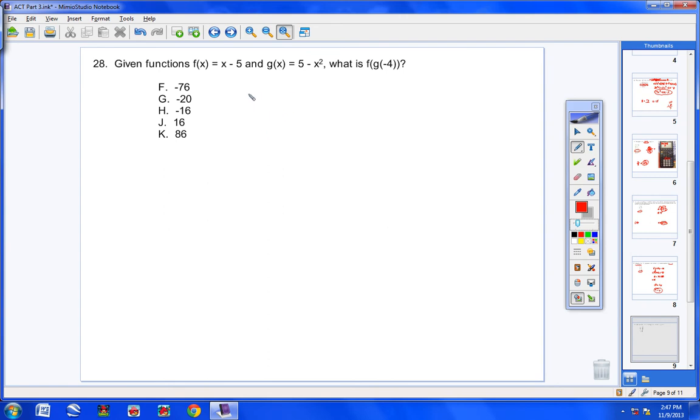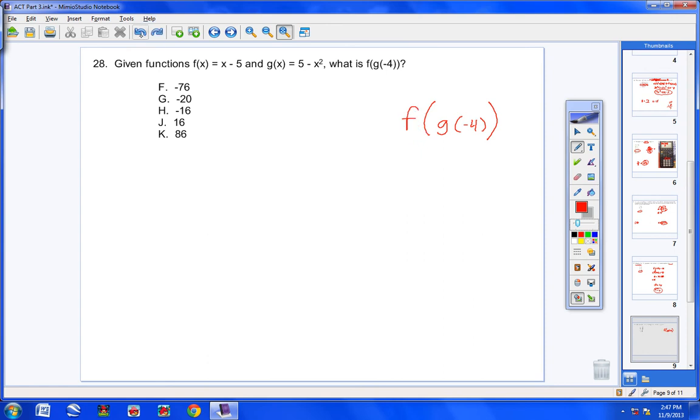Now, what we have here is they want us to find f of g of 4. Now, what that means, first of all, is start on the inside. They want us to find g of 4, okay? So, I have f of g of negative 4. Now what that means, forget the f just for a second, what that means is I want to find g of 4, or g of negative 4, excuse me.